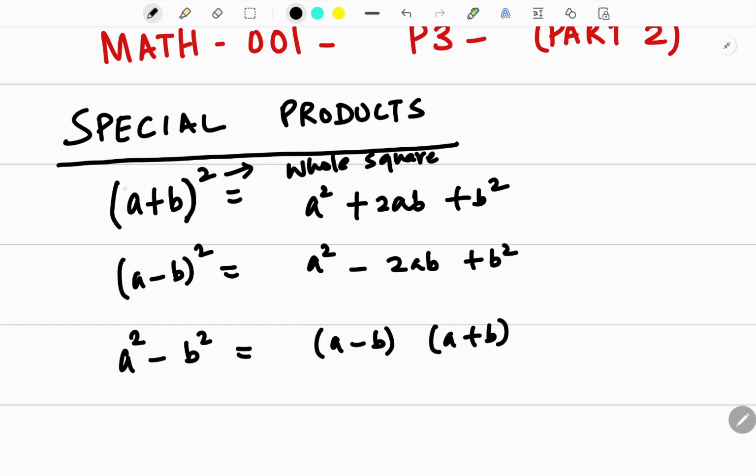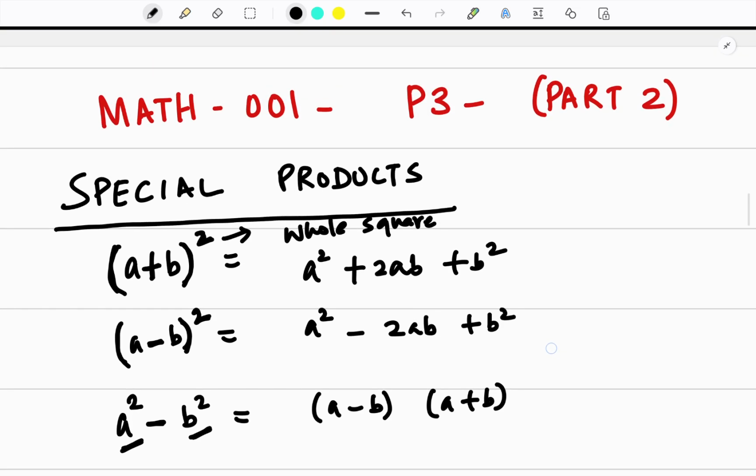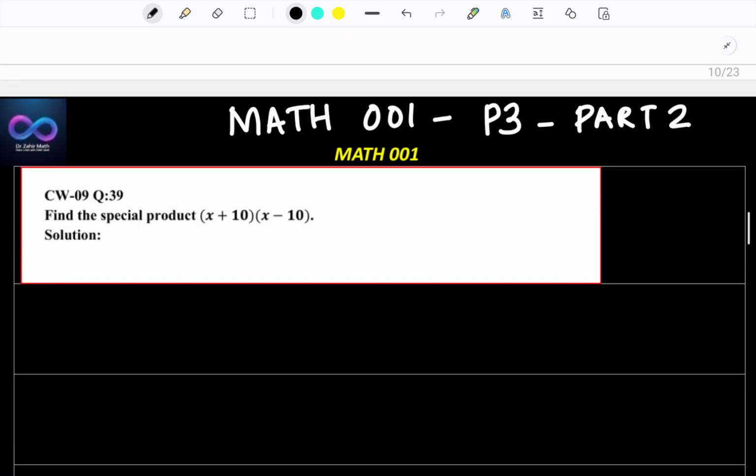Look here, there is a bracket and there is a square. And there is a bracket here and a square here. Inside, here it's plus and here it is minus. But here there is no bracket: separate a square, separate b square, and in the middle you have a minus. So the model is very important, right? Okay, so let's go to the questions.